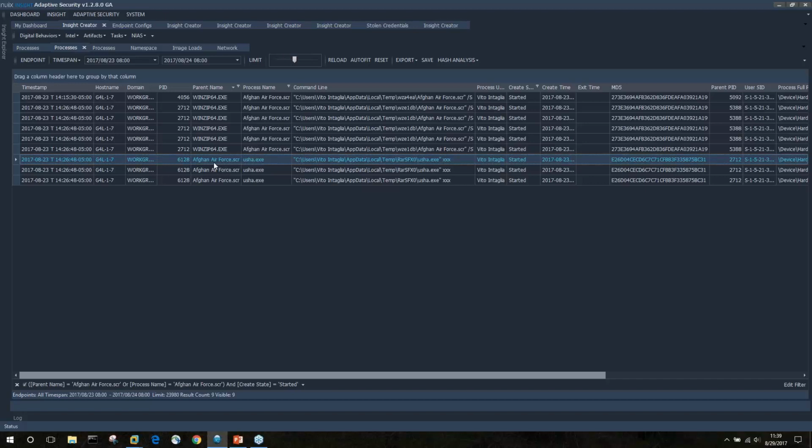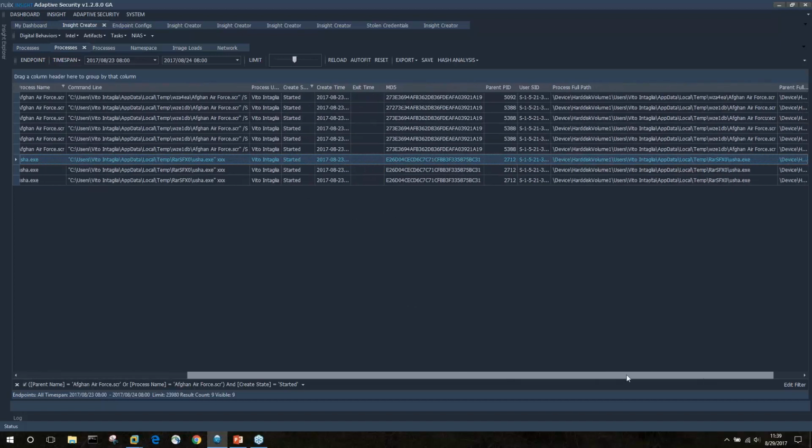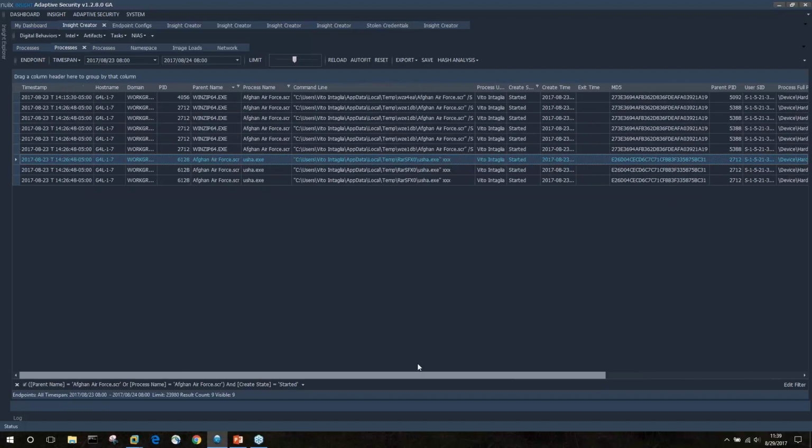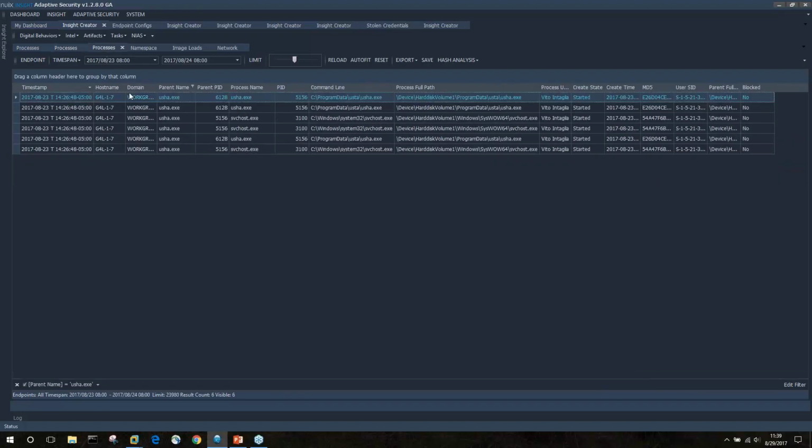So in this case, I have Afghan Air Force. I again was looking for it as a parent process, and I see that it started up another child process called usha.exe. And I've got the command line that was used to start that process. I've also got a full path to that process. If I continue to dig into that, I might look to see, where did USHA actually run? Did it start up any child processes of its own? And I see that it actually did.